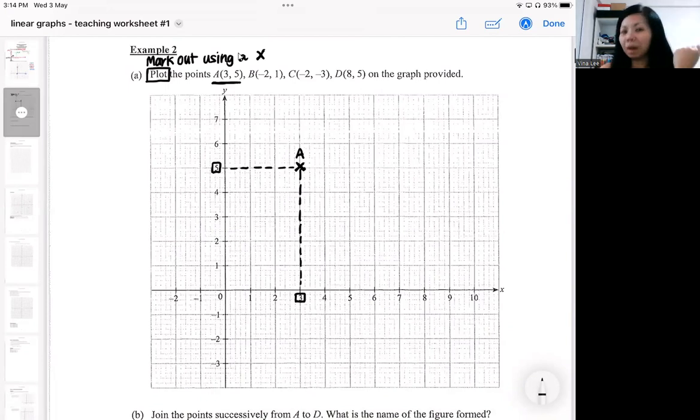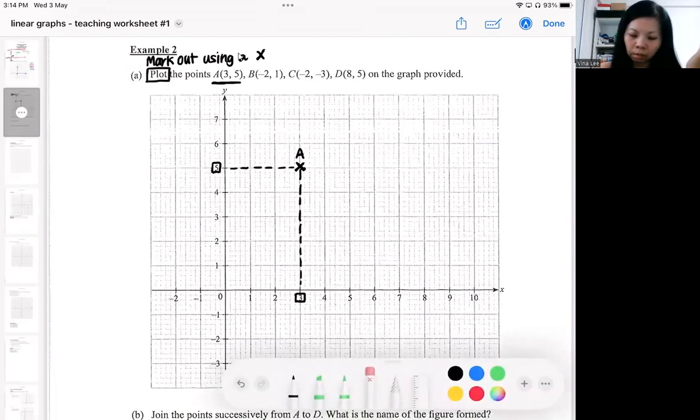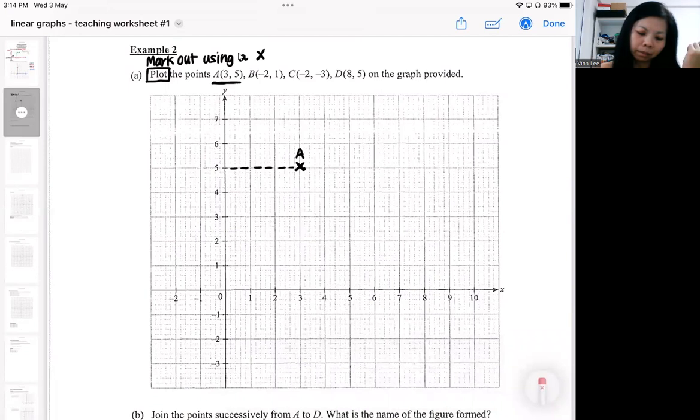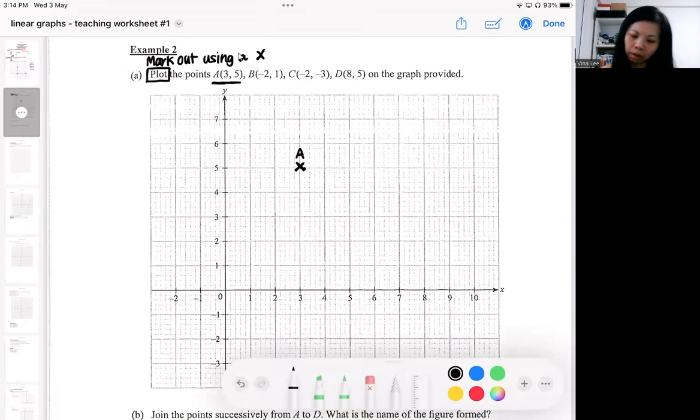Okay, so that's how you mark up. So you can erase off the dotted line. The dotted line is not necessary. Usually you should be able to plot out or mark up by visually seeing it, unless you really need the dotted line.